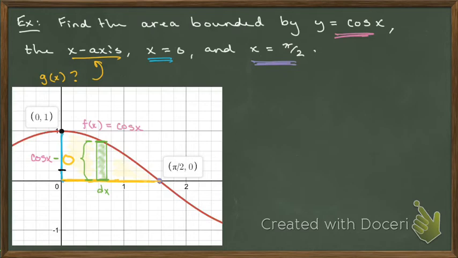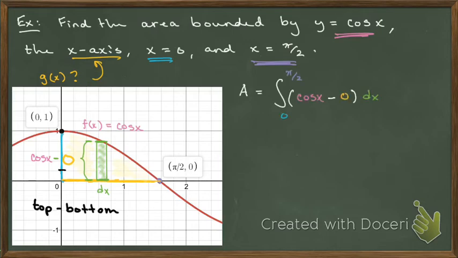And actually, I see more explicitly what those 2 curves are. In this case, it really is the top function, f of x, minus the bottom function, y equals 0. Okay? So that f minus g is going to be what goes inside my integral. Again, top minus bottom. So my area is the integral from 0 to pi over 2 of cosine of x minus 0 dx. Again, that 0 doesn't really need to be there. I can just say cosine of x. That's fine. But I'm trying to make a point.